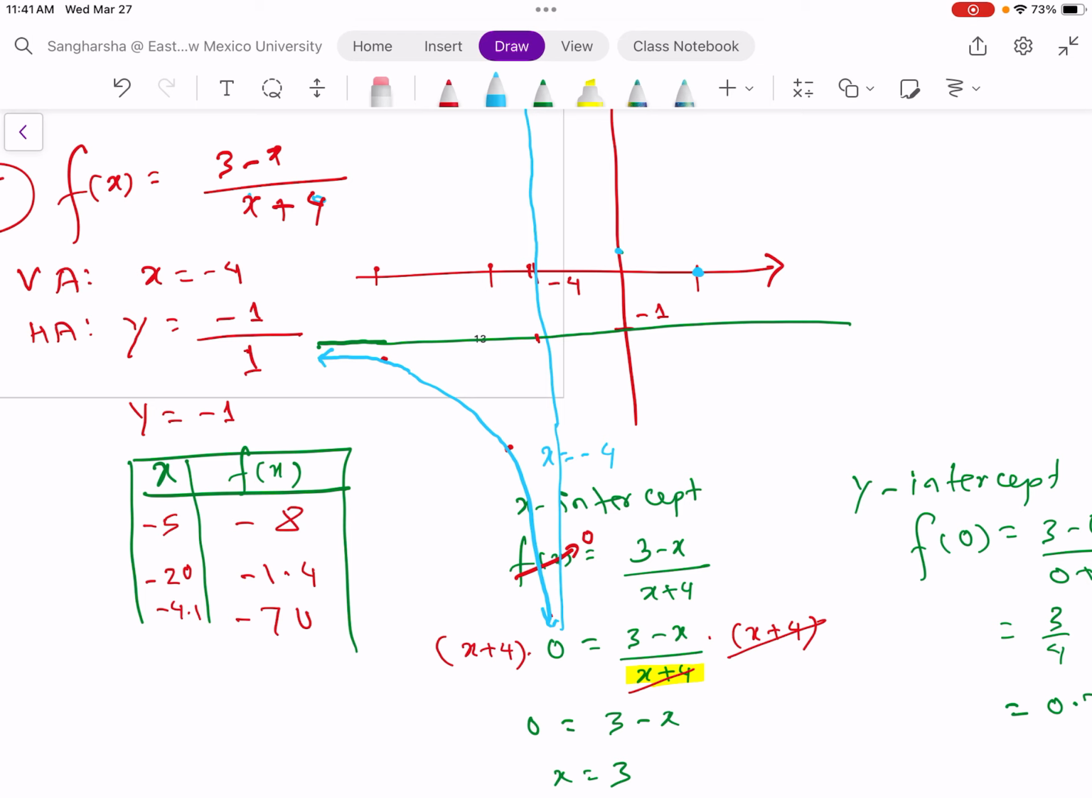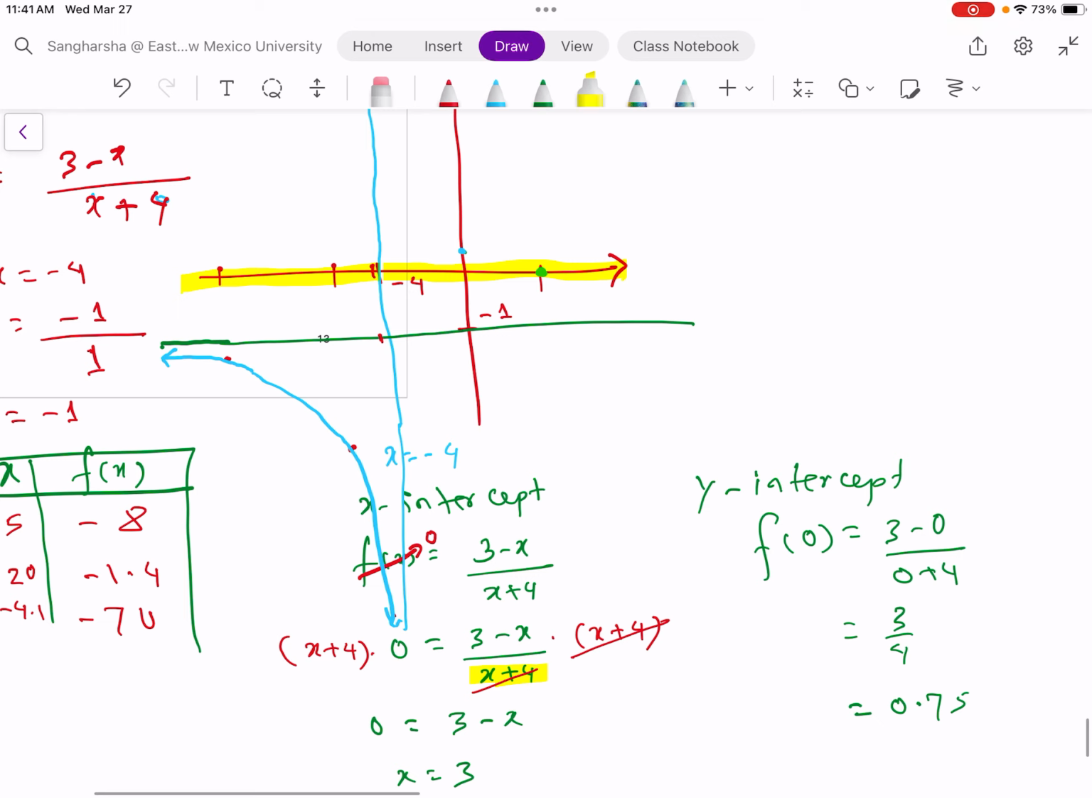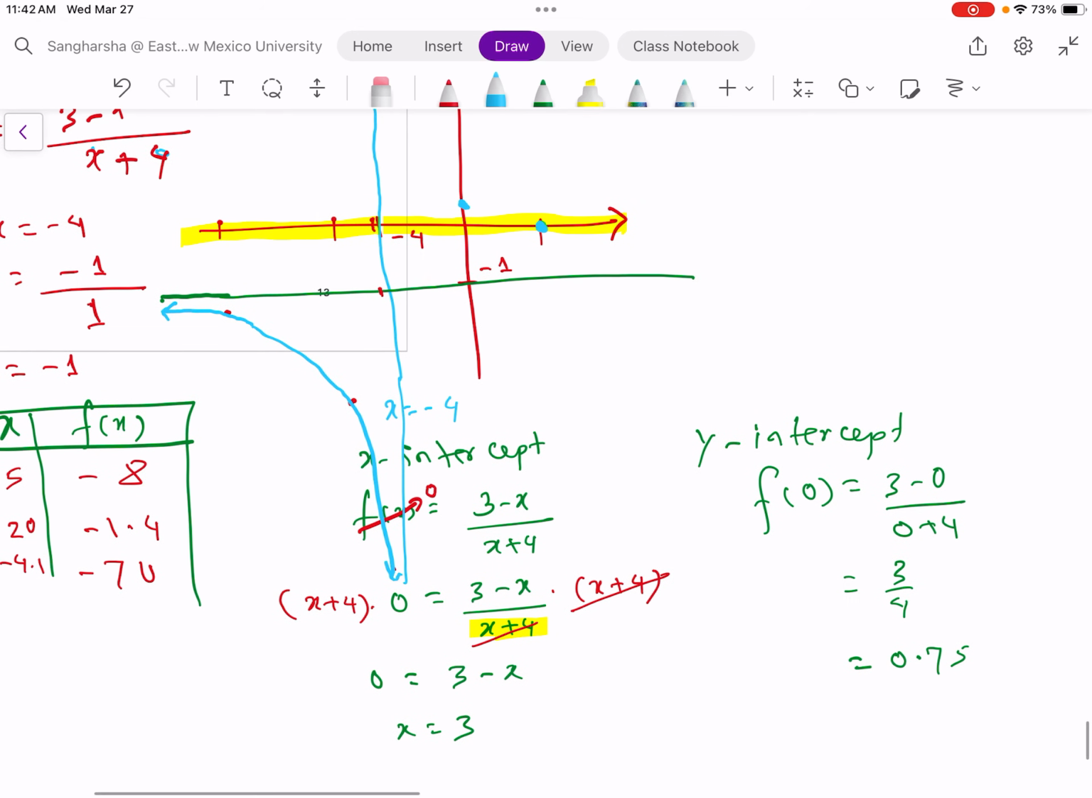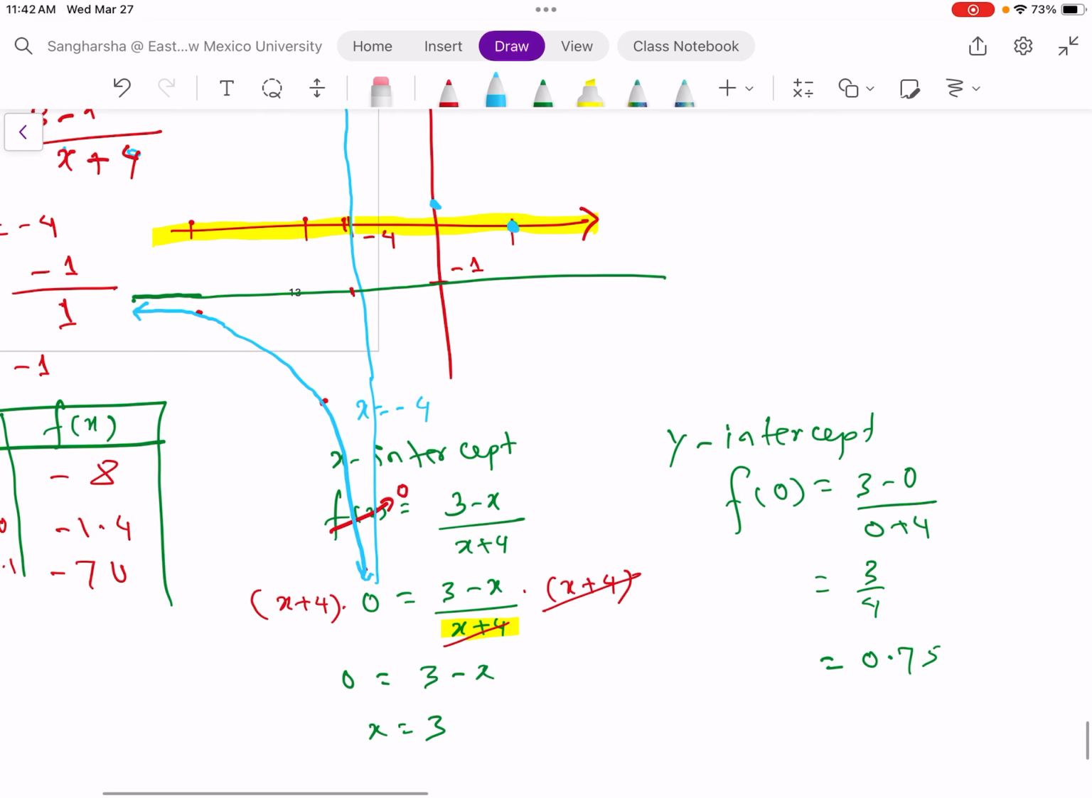Okay, so we have these 2 portions on the x-axis. We already have the graph for this part. Now we need to have a graph for the right of -4. We know that the graph crosses the x-axis at this point and the y-axis at this point. Our x-intercept is 3 and y-intercept is 0.75.